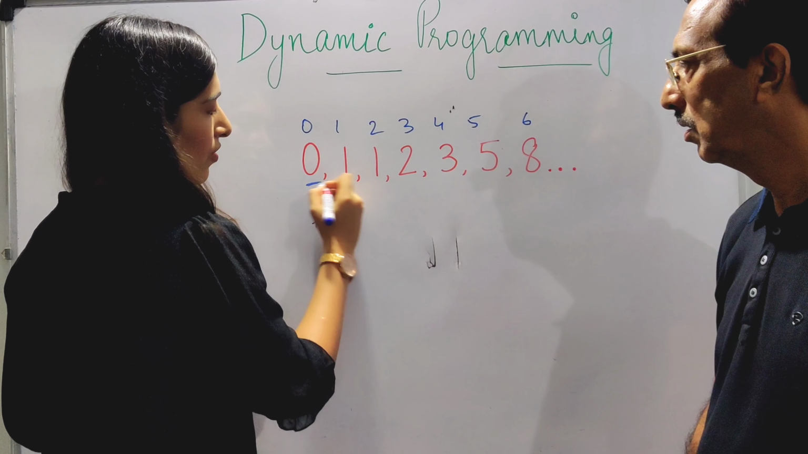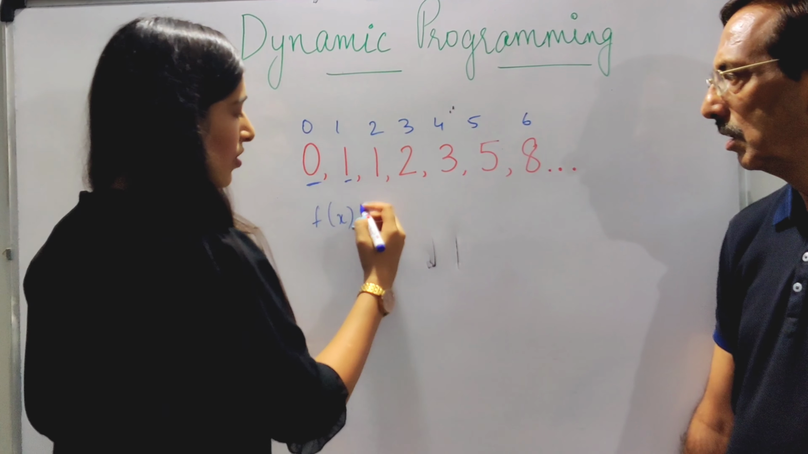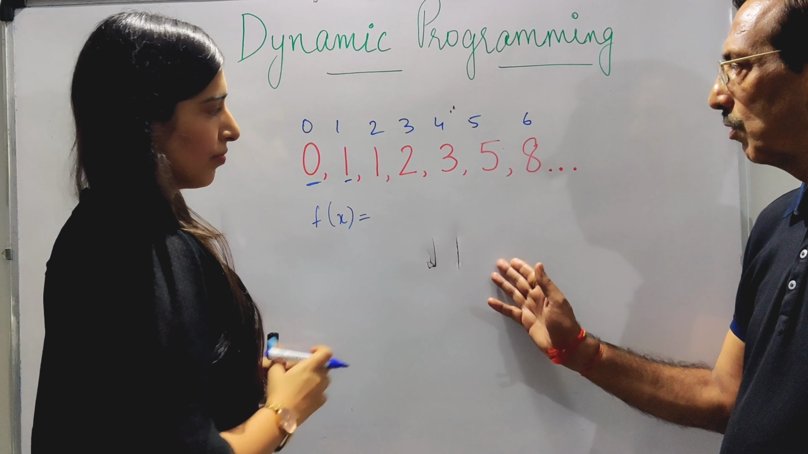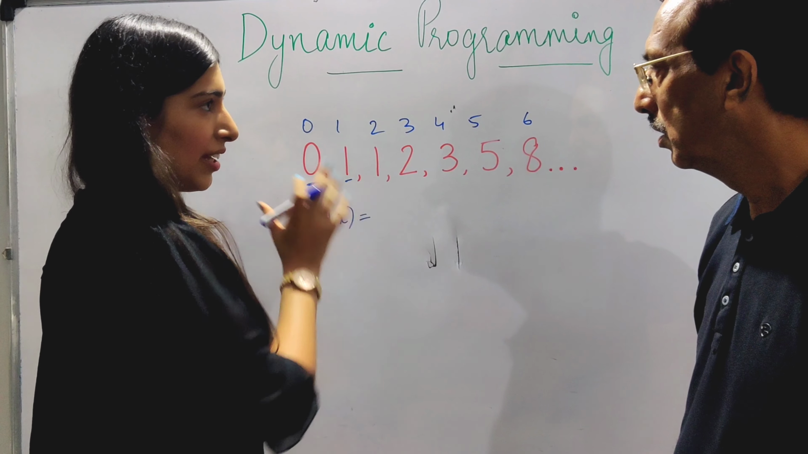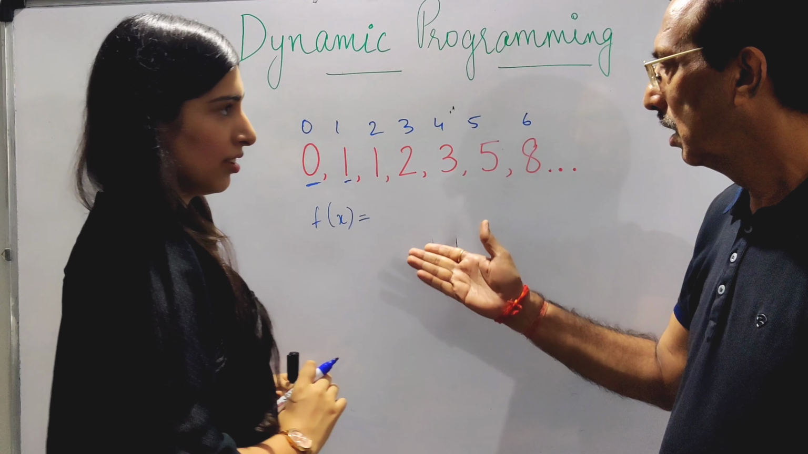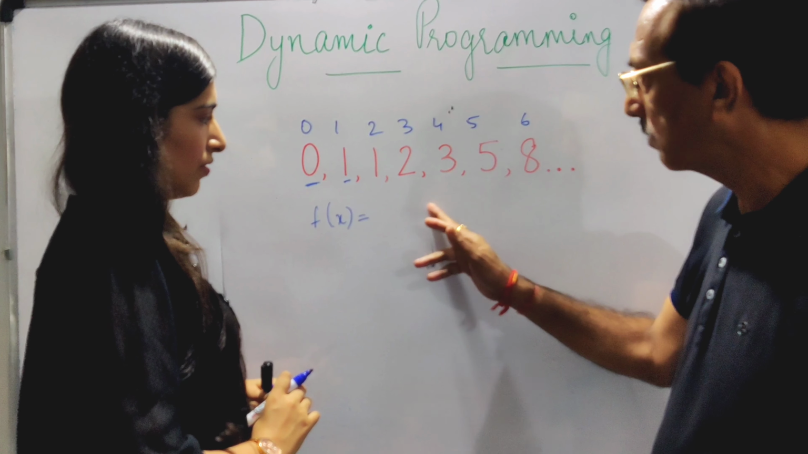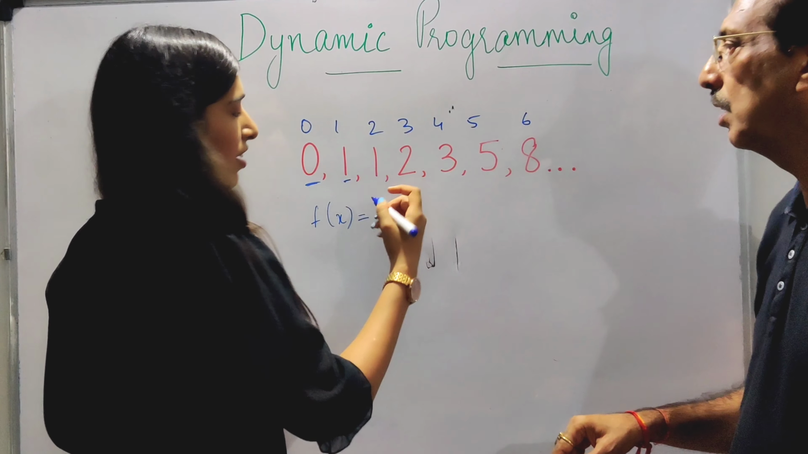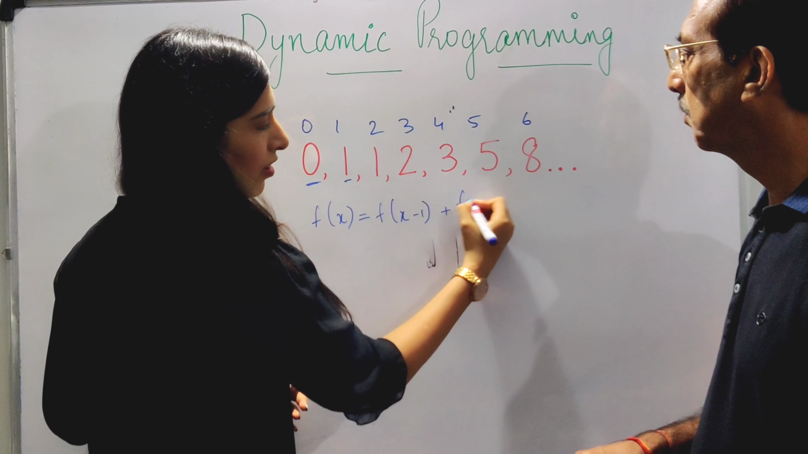Now these two values are given to you. The rest of the values have to be calculated. So can you tell me a general formula for this? The general formula can only come after these two values, which are the basic values given to you. So we can have a general formula after this. Exactly. It could be f(x) is equal to f(x minus 1) plus f(x minus 2). Because it's a function, f of x minus 1 plus f of x minus 2.